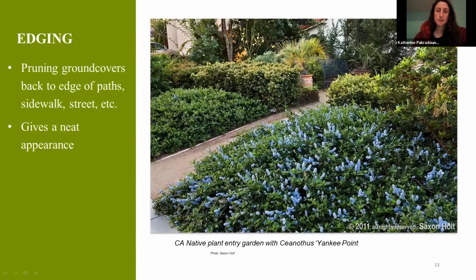Here's another example. This is Ceanothus Yankee Point at an entry garden. Very, very formal. So this is a very formal style garden, if you couldn't tell already. So there are going to be some native plants that really work for that formal garden, and some that look a little bit better with a more naturalistic garden style. And so that's the beauty about native plants, is it has such a palette that you can work with. So in this case, this is obviously a formal garden.